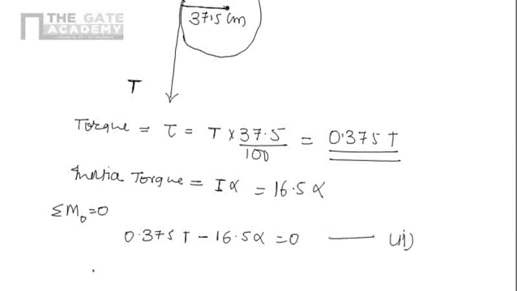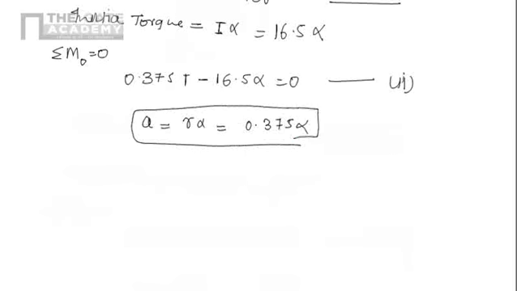Now we know linear acceleration equals r into alpha. So with r being 0.375, a is 0.375 alpha. Put the value of a in terms of alpha in equation 1. We will get T plus 1000 a by g minus 1000 equals 0. It is equation number 1.